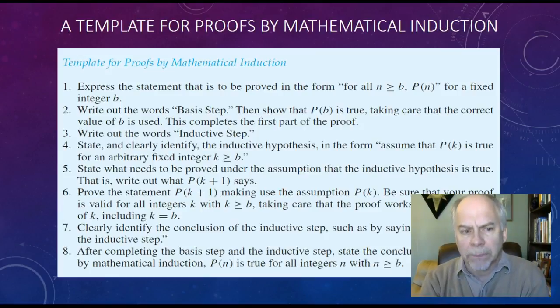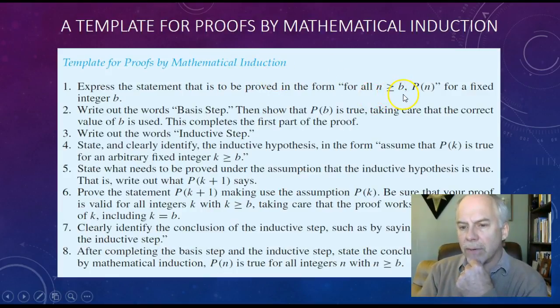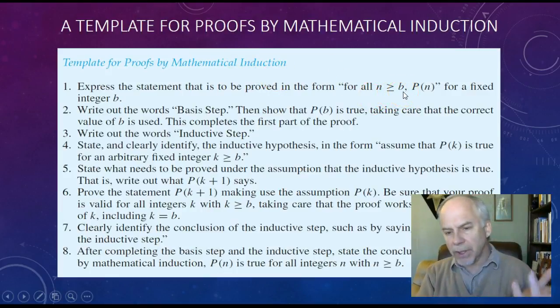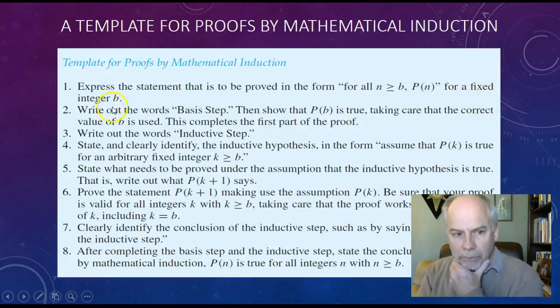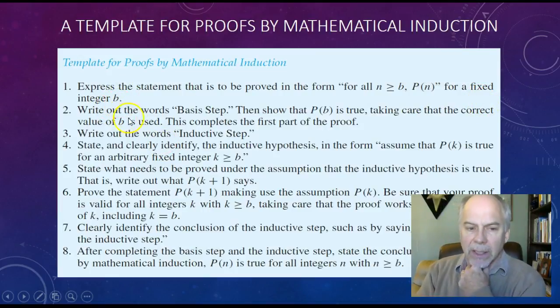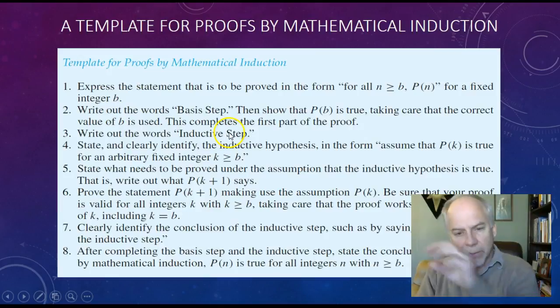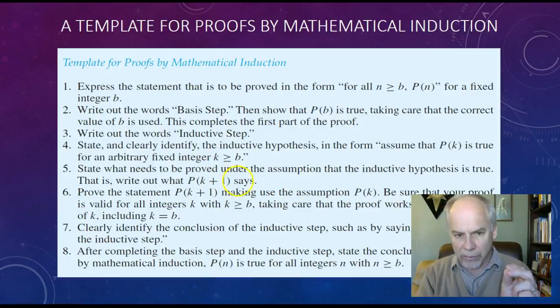Step one, express the statement to be proven in the form "for all n greater than or equal to b, P of n is true" for a fixed integer b, and b will be your starting number. So it could be 0 or 1 or 4 like we did last time. Now write out the words basis step. So really announce that this is the basis step where you're showing it works for the initial values.